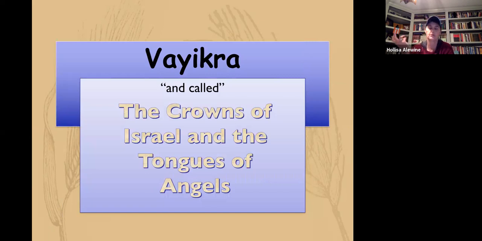The theme of the portion I wanted to pull out is the crowns of Israel and the tongues of angels. Because embedded in this Torah portion, like we've seen in Torah portions before, of course, something Yeshua or the apostles wrote about almost casually, like we already knew what they were talking about, but we didn't really know what they were talking about until we went into some rabbinic sources and we understood maybe what a first century Jew would have thought of that particular topic and how he would have related it back to the Torah.